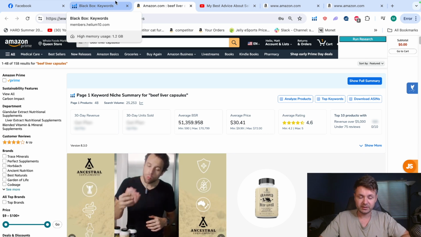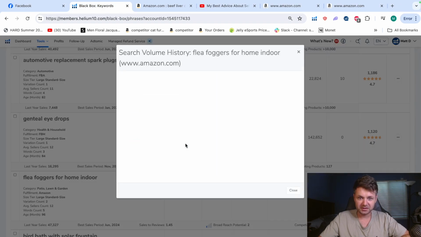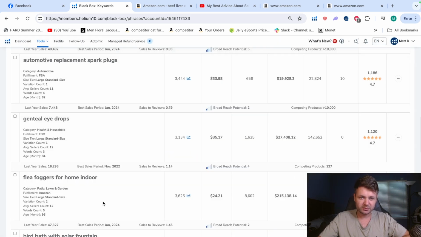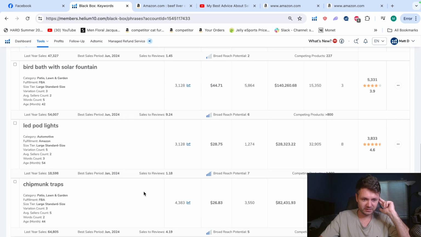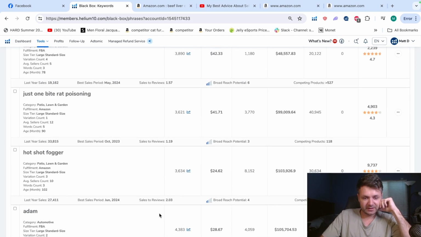Let's see if we can find one more idea while we're at it. Flea foggers for indoor. What the heck is this? One thing I do have with sometimes filters is it'll show you something that's popular right now, but it won't be consistent for the last 12 months or 5 years. It will just be something that's really trending right now. So that's not typically a market I want to find, but that's just something you need to watch out for.